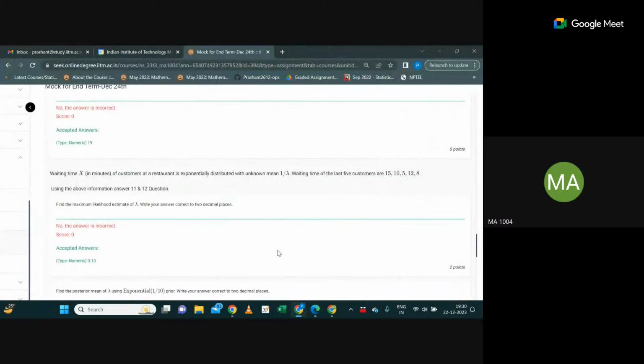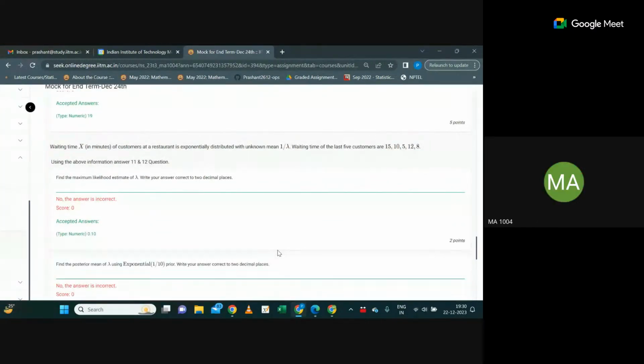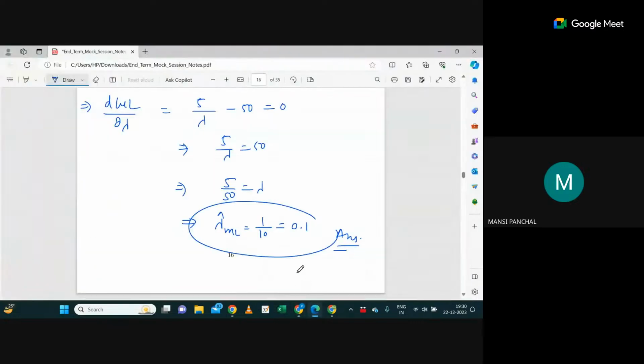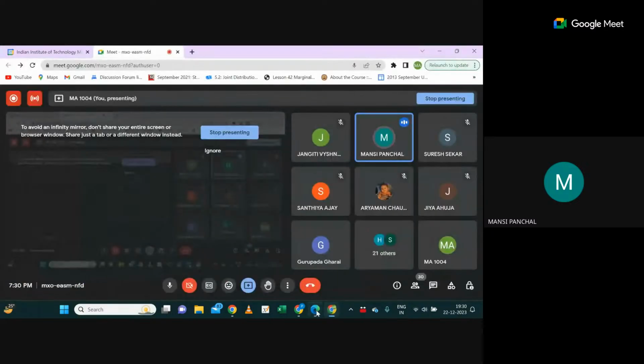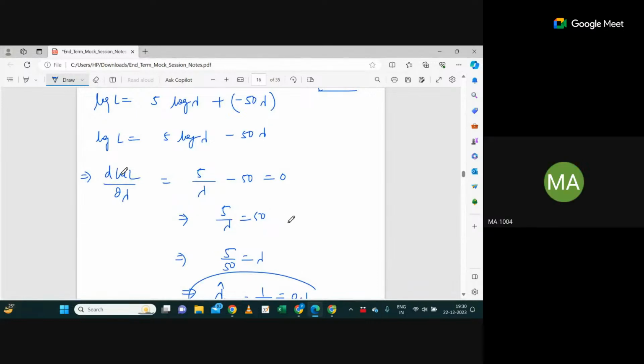Any doubt? Is this clear? No doubt. Okay, fine. Next is find the posterior mean of lambda. Asking about the last step: in that sheet, it was log L divided by lambda, then we equated it to 0, right? Yes, we differentiated with respect to lambda. Okay, got it. Clear?